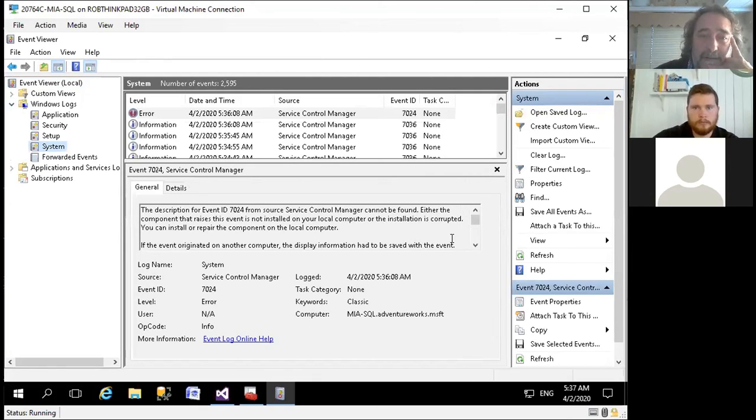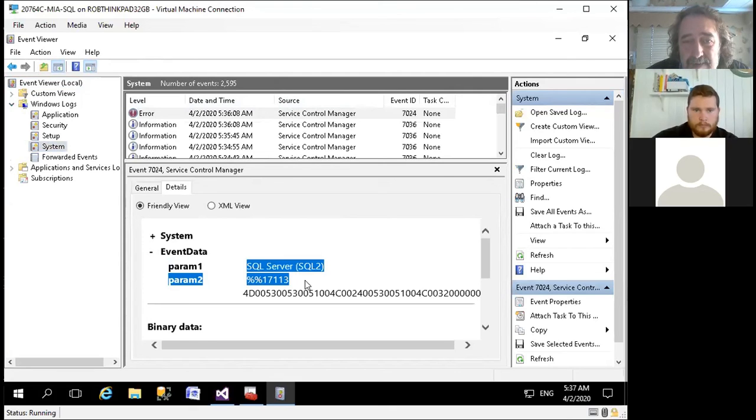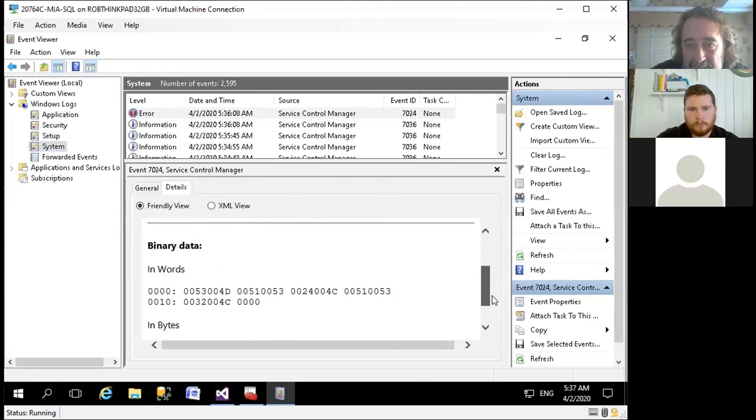Okay, aha. Lo and behold, we got lucky, we hit pay dirt. We have an error at the top that has to do with service control. And if you look down here, we notice it has something to do with MIA SQL, so that looks like it's ours. Remember, you get a general description, but you can dig into the details. With SQL Server 2, the event was a 17113. If we're lucky, that same number is going to be meaningful and possibly found in a log somewhere, where you have some binary data.